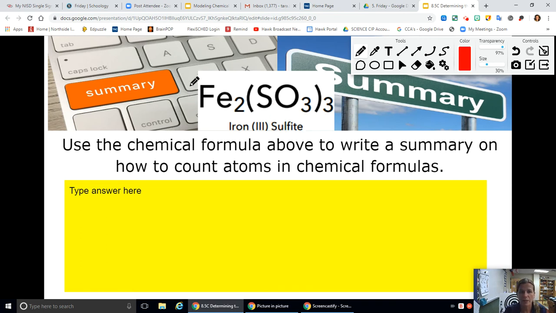And one other thing we could talk about, if there was a number in front of this compound, like the number 2, we would say there are 2 molecules of iron sulfate. Since iron sulfate does not have a coefficient in front of the chemical formula, we assume it's just 1 molecule. That 1 molecule we are looking at.